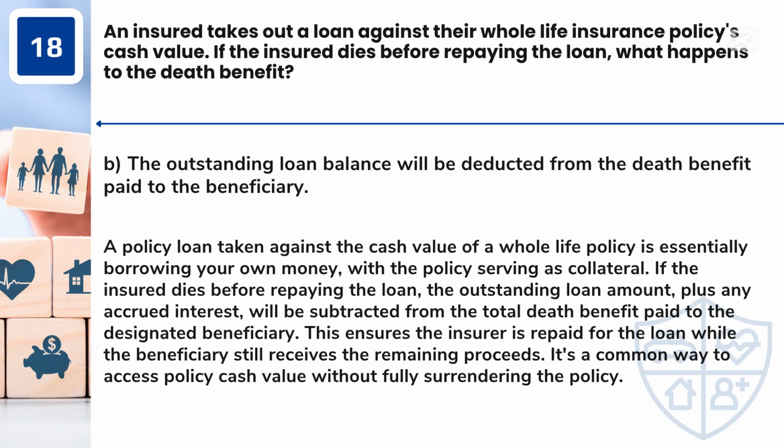Answer: B. The outstanding loan balance will be deducted from the death benefit paid to the beneficiary. A policy loan taken against the cash value of a whole life policy is essentially borrowing your own money, with the policy serving as collateral. If the insured dies before repaying the loan, the outstanding loan amount, plus any accrued interest, will be subtracted from the total death benefit paid to the designated beneficiary. This ensures the insurer is repaid for the loan while the beneficiary still receives the remaining proceeds. It's a common way to access policy cash value without fully surrendering the policy.